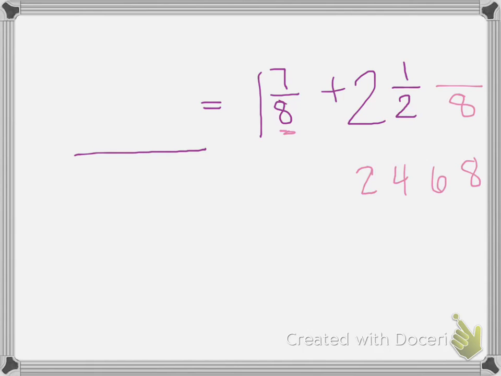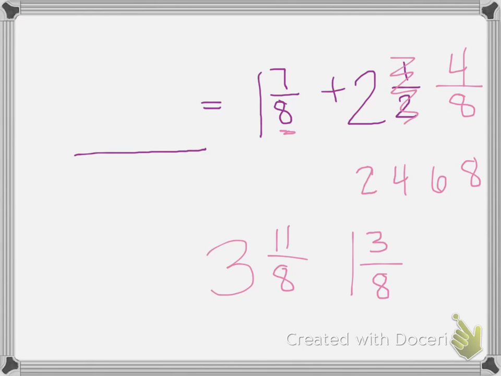2 times 4 is 8. 1 times 4 is 4. So now we have 1 7/8 plus 2 4/8. So 1 plus 2 is 3. 7/8 plus 4/8 is 11/8. If I look at 11/8, it's improper. It goes into 11 one time with 3 left over. So now my answer is 4 3/8.